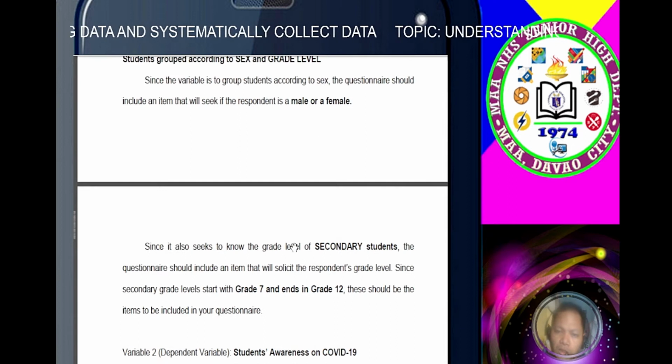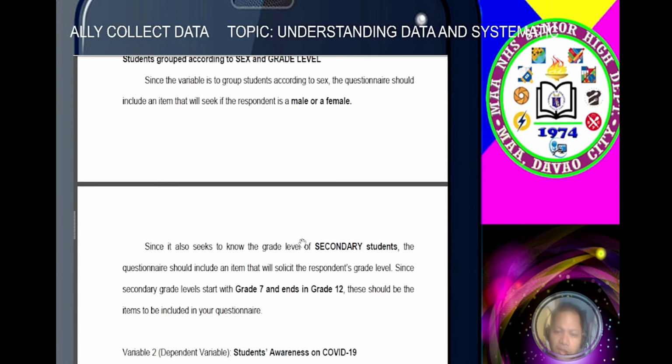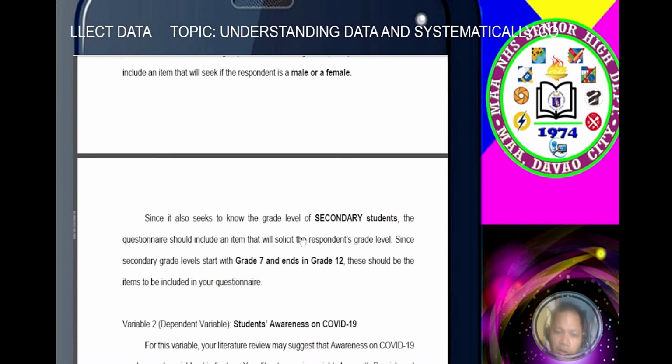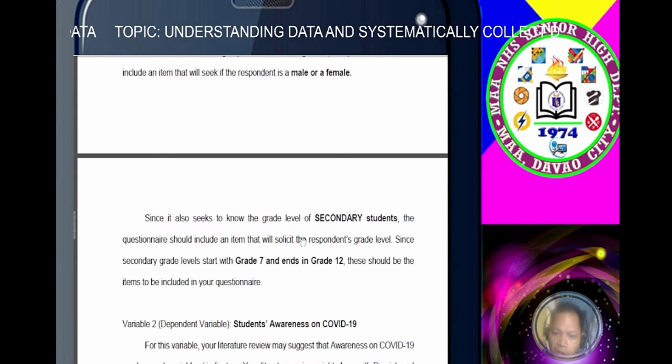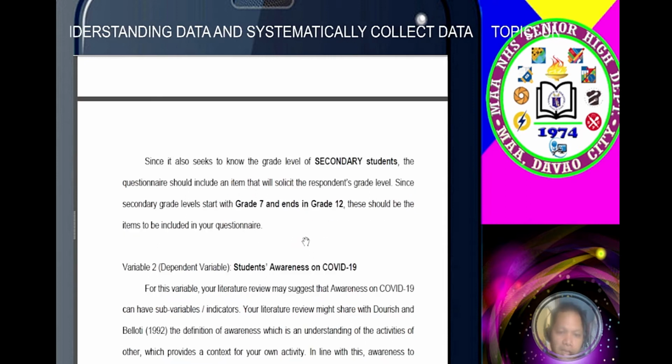So you put there a checkbox, for example male, female, and they will just check the choices. For the grade level, they will just check grade 7, grade 8, grade 9, grade 10, up to grade 12. Okay, depending on the study.